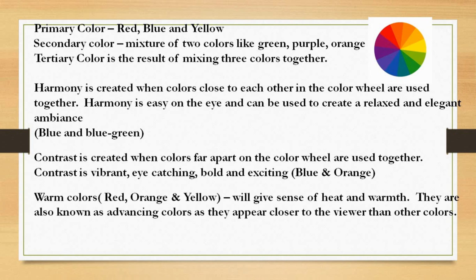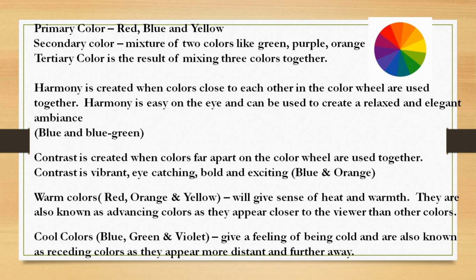So next, let's see what are warm colors. These colors, that is red, orange and yellow, are called warm colors because they give a sense of heat and warmth. They are also known as advancing colors as they appear closer to the viewer than other colors. So what are warm colors also called? They are called advancing colors. Why? Because they appear closer to the viewer when compared to other colors.